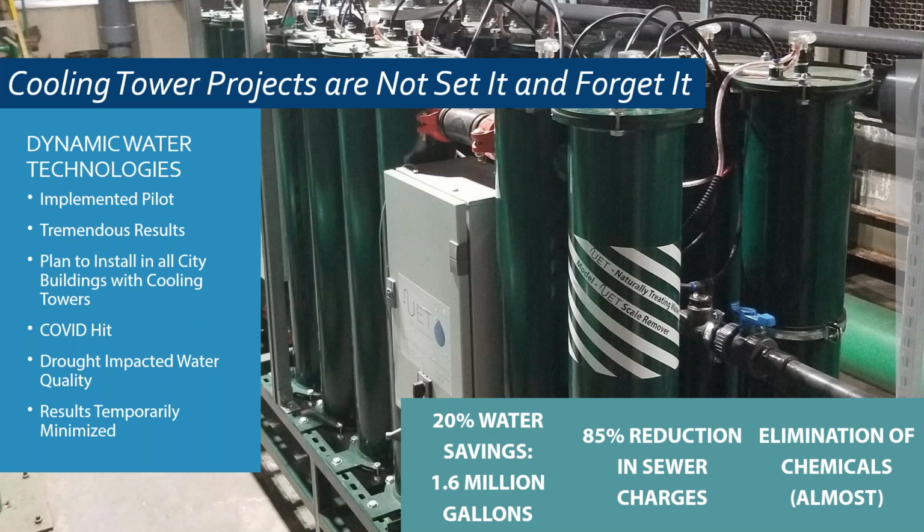This is one of the reasons, as with any landscape project as well, that you need to continually follow up with the customer. There are different parameters. The water quality has gone down at the site, so they've had to lower the cycles of concentration. Once it improves, they will increase it up, but it does require staying in touch with the customer to make sure that you're getting the continual savings.